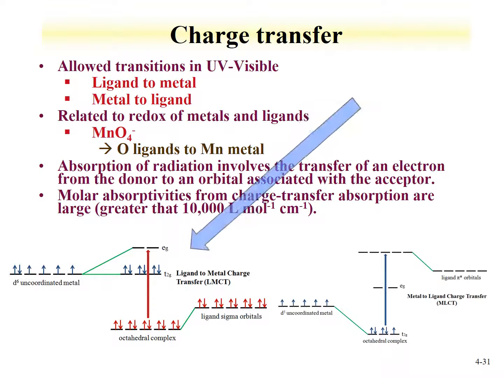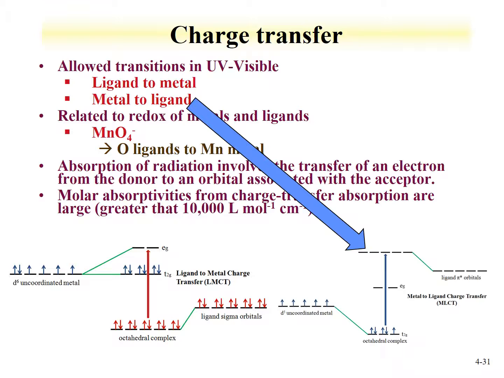The other route would be metal to ligand, and this is shown here, where we have these T2g going to ligand orbitals in UV visible spectra. These energies are relatively high, so we'd expect these molar absorptivities to be observed at lower wavelengths.